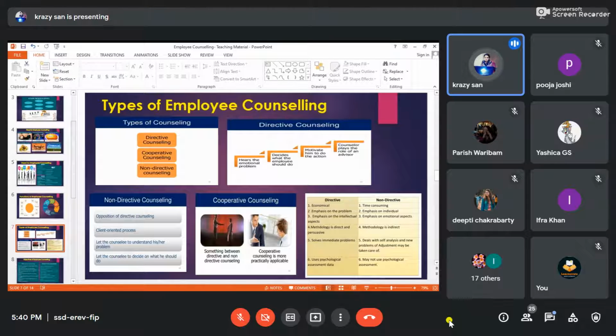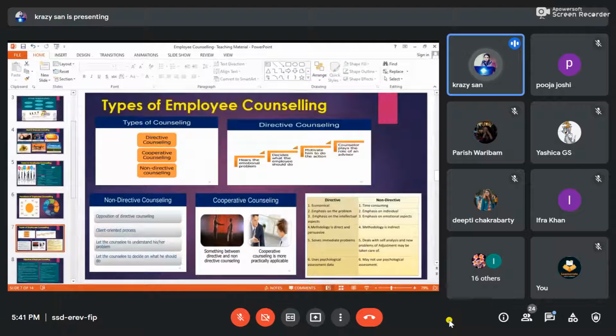Now, the third one is cooperative counseling. It is like an integration of directive and non-directive. When you are getting the counseling of both directive and non-directive in a combined form, that comes with the cooperative. So it is neither entirely counselor-centered nor entirely counselee-centered. Rather, it requires both of them to come forward with their varied knowledge, perspectives, to resolve the employee's problem in a cooperative manner. So it is something between directive and non-directive, where practical applicability is more.